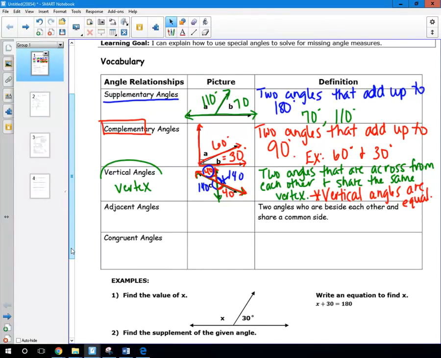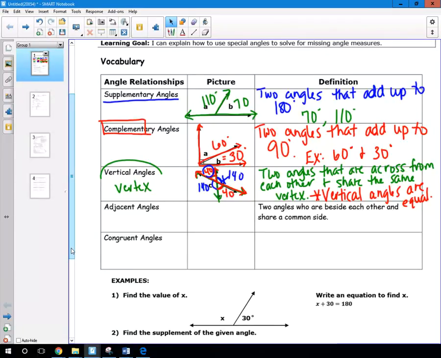Okay? So angles are just, it's like a big puzzle, really. And if you've got one piece of the puzzle, you pretty much can figure the rest of it out. Okay? So we've got supplementary angles, 2 angles that add up to 180. Complementary angles add up to 90. Vertical angles are across from each other and are congruent.